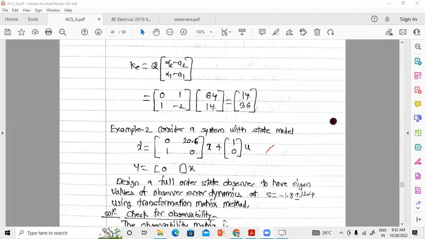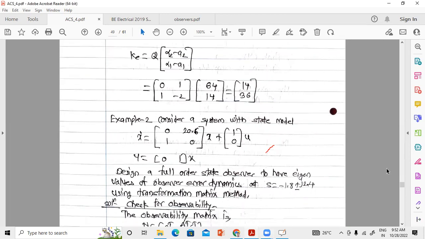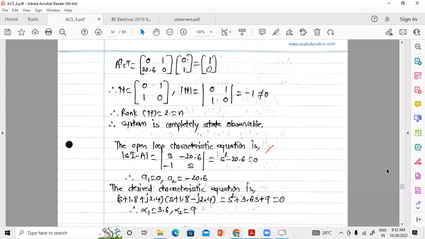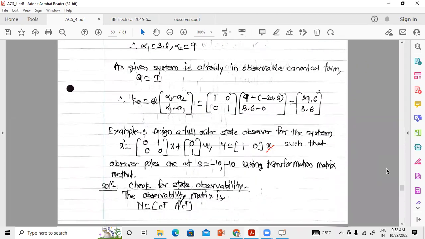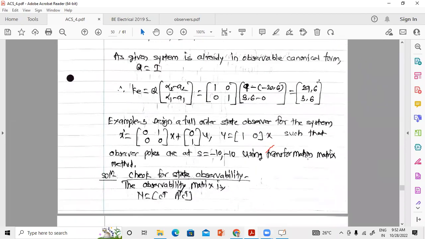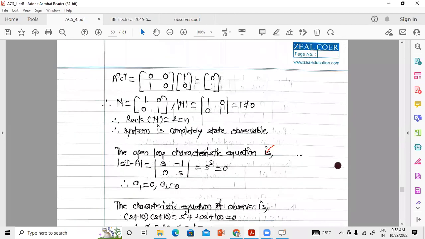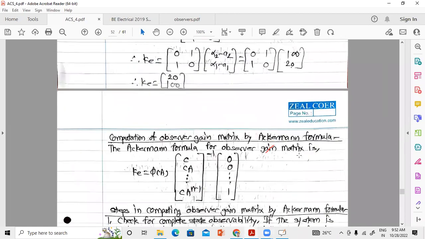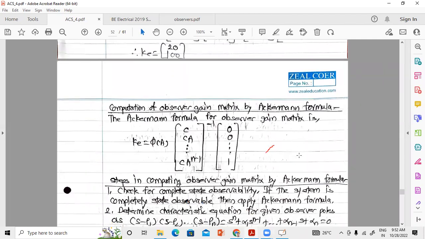This is another example which is the same that we have seen in case of state feedback control design. Similar procedure is applied here to determine the observer gain. This is the third example. Now I will not demonstrate all these examples to you. You can try these examples at home.